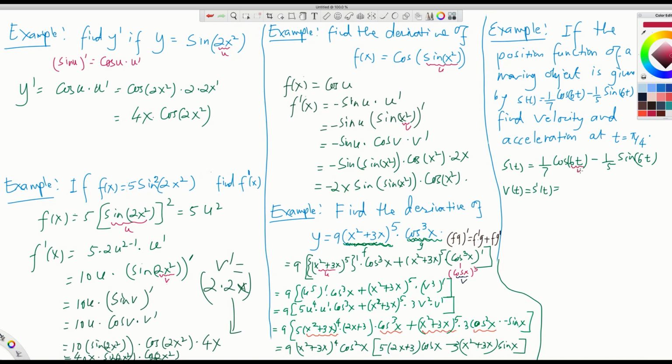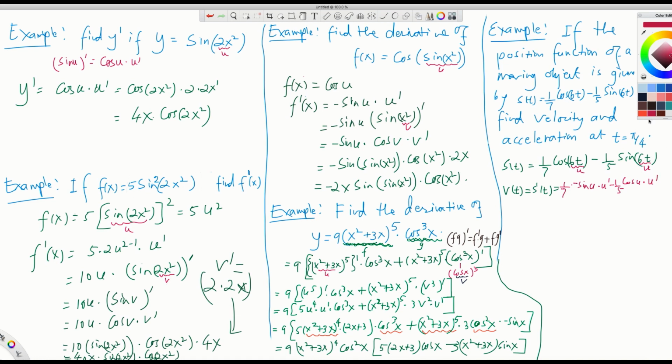You can think of this as u, and both of them you can think of as u because they are the same. So let us take u for both. So 1/7, you want the derivative of cosine u. That is negative sine u times u prime, minus 1/5. What is the derivative of sine u? It is cosine of u times u prime.